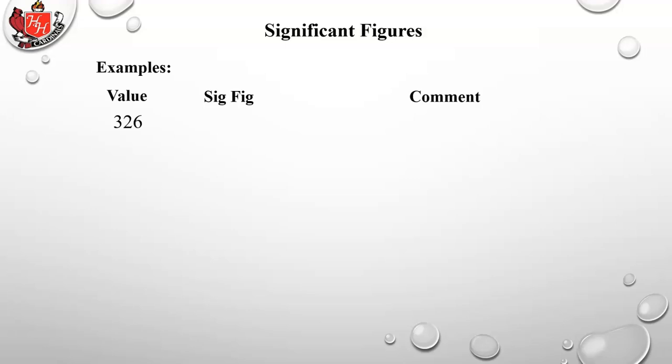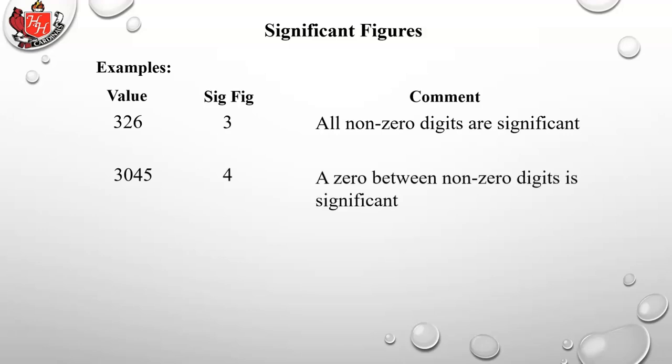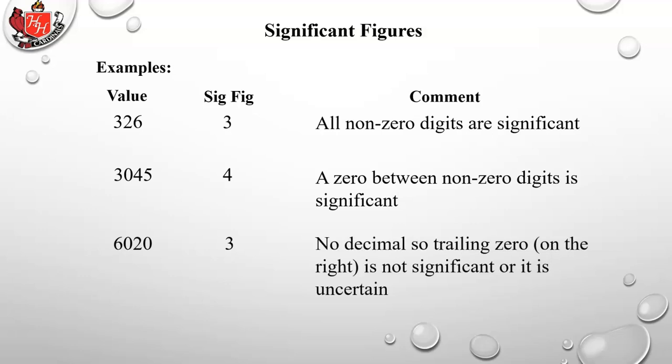So let's take some numbers here. And you can pause these as you go along. I'm going to move kind of quickly, but you pause them and see if you can do them. How many significant figures here? There's 3. All non-zero digits are significant. 3045, how many? 4. A zero between non-zero digits is significant. 6020, 3. No decimal, so the trailing zero on the right is not significant, or some books will say it's uncertain. We're going to say it's not significant.